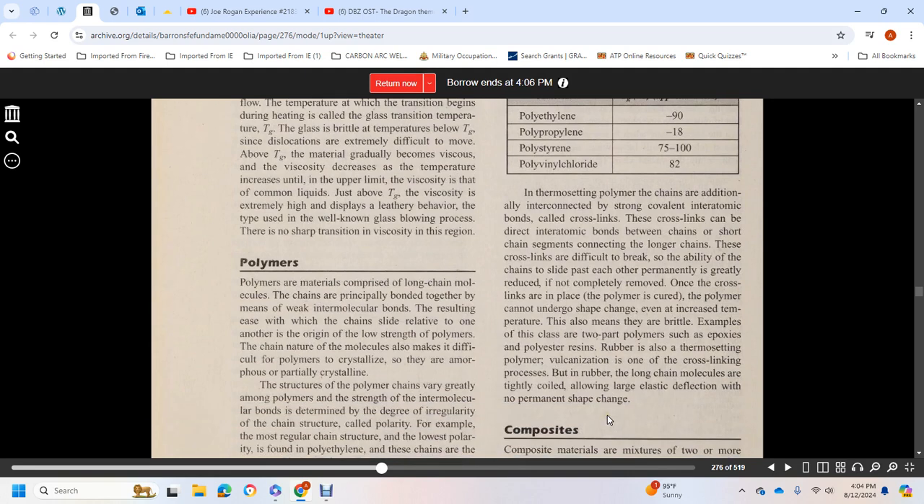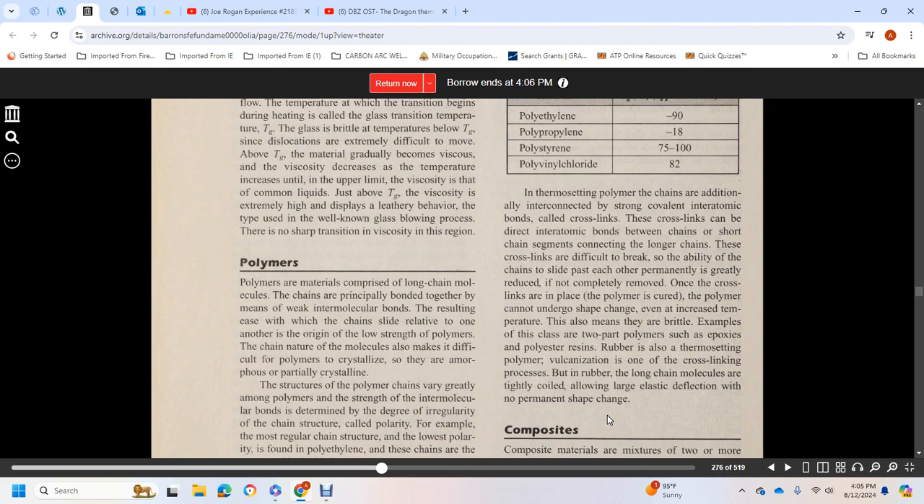Thermosetting polymers change with the addition of strong, interconnected covalent interatomic bonds called cross-linking. Cross-links can be direct interatomic bonds between the chains or short chain segments. The more cross-links, the more difficult it is for the chains to slide past each other. Sliding is permanently greatly reduced, though not completely removed. Cross-links are placed when the polymer is cured. The polymer cannot undergo any shape change even at increased temperature. This also means it is brittle.